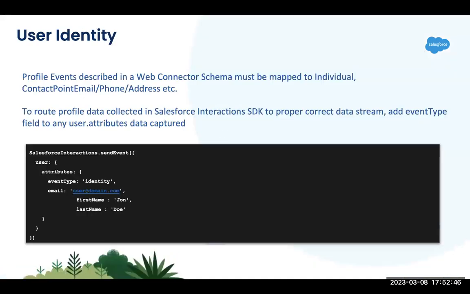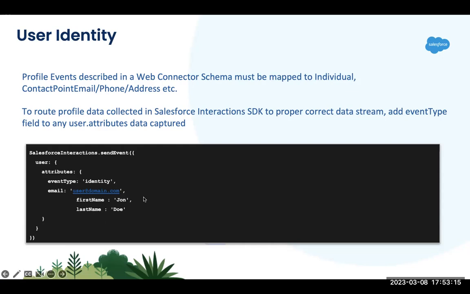And the most important, user identity. User identity has two types. If you look at this web connector, send event is always used to send the events into Data Cloud. If you look at the user under the attributes, the profile data includes email, first name, last name, and mobile number. All these interactions will come with the profile data. It'll collect all the data and then send it back to Data Cloud as well.